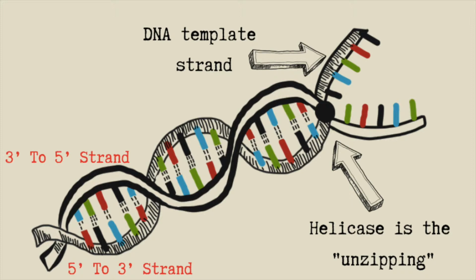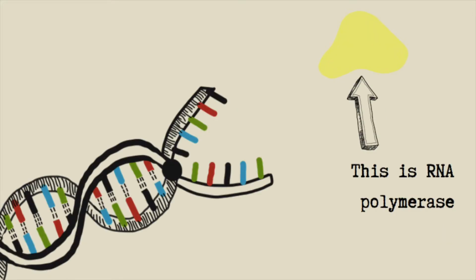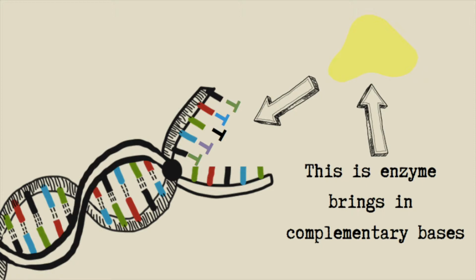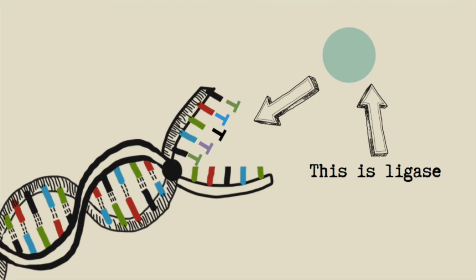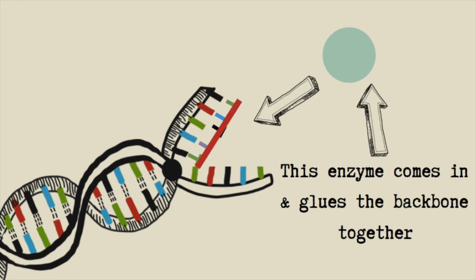First, the enzyme helicase comes in, unwinds the DNA strand, then proceeds to unzip the DNA strand by breaking the hydrogen bonds between the bases. Then, RNA polymerase brings in nucleic bases that pair to the bases of the 5' to 3' DNA strand, then makes the sugar phosphate backbone. Finally, ligase comes in and closes any gaps in the backbones.